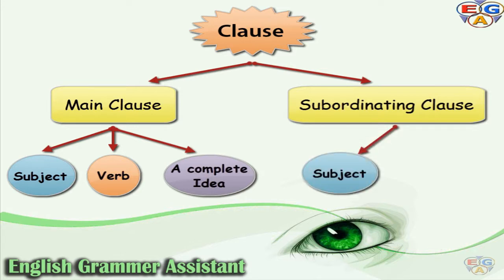The subordinate clause, like the main clause, mainly consists of a subject and verb, and can be formed according to one of the configurations we described in the last video. However, it doesn't express a complete idea, and can't stand alone as a complete sentence. Therefore, it must be connected to a main clause in the sentence.